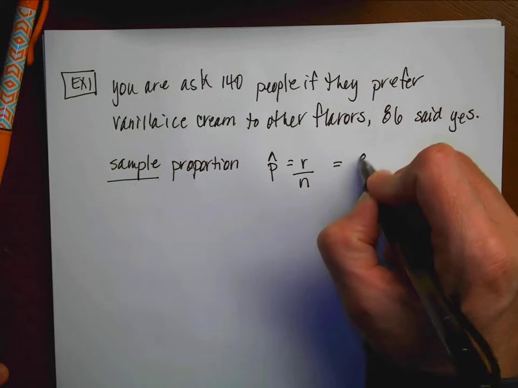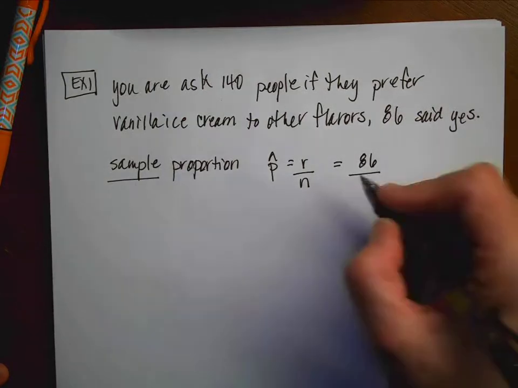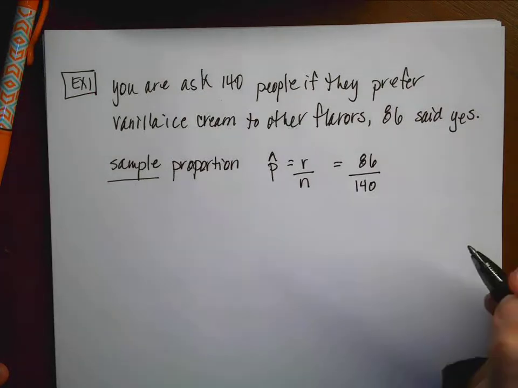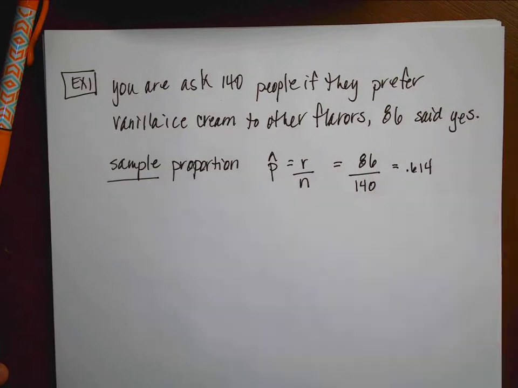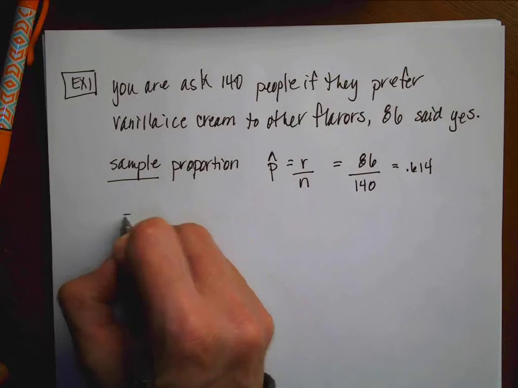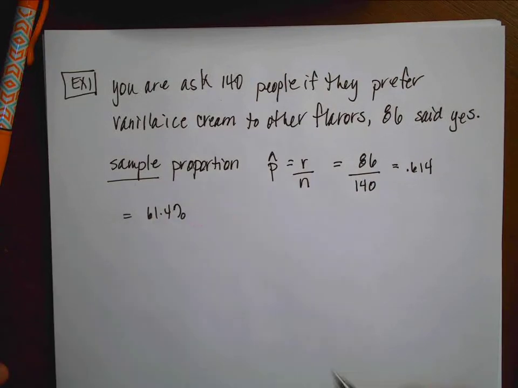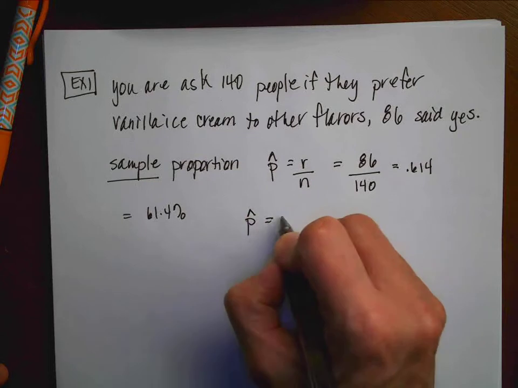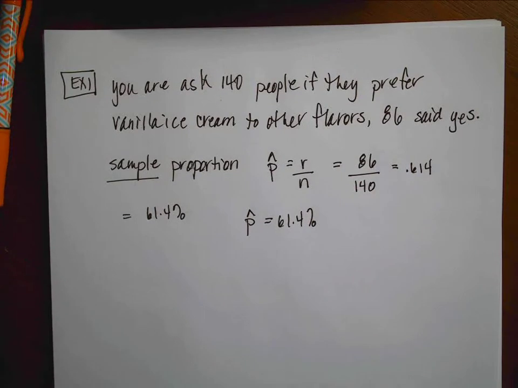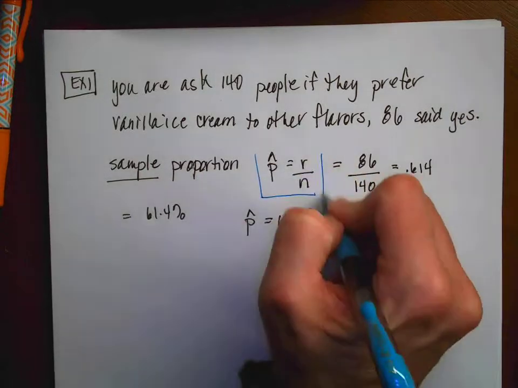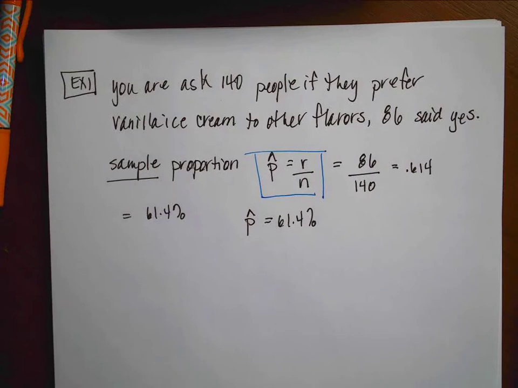My P hat in this case is I had 86 people said they liked vanilla, and then I had 140 people total, super simple proportion, okay, and I get 0.614, and then I could change that into a percentage, and that would be 61.4%. So then we would report that P hat is going to be 61.4%. So you've been doing these for a long time. The primary thing that we want to focus on today is there is a difference between the sample and the population proportion. For us, we are going to focus on the sample.